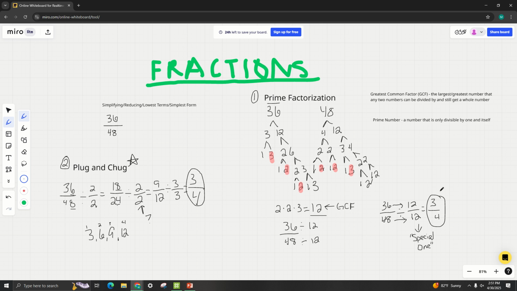So that is simplifying fractions, reducing fractions, getting fractions into lowest terms, putting fractions into simplest form. Let's go ahead and talk about converting back and forth between mixed numbers and improper fractions.